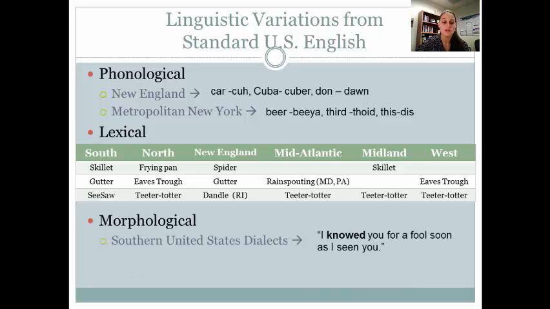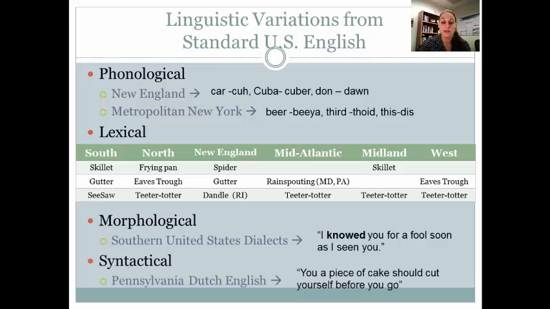Morphological. So the Southern United States dialect has, I knowed you for a fool soon as I seen you. So we know that in Standard American English, the past tense of know would be knew, right? We don't add that ed. But in that dialect, they don't have that rule. They actually have the ed added on to that verb too. So it becomes I knowed you for a fool. And that's a morphological difference.